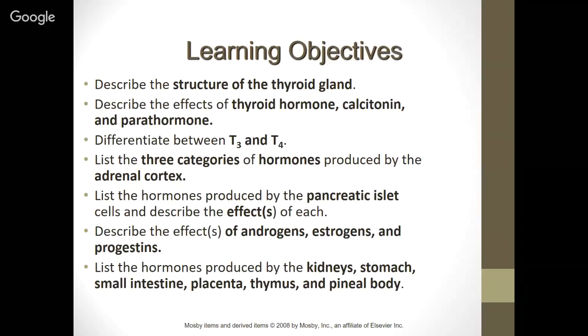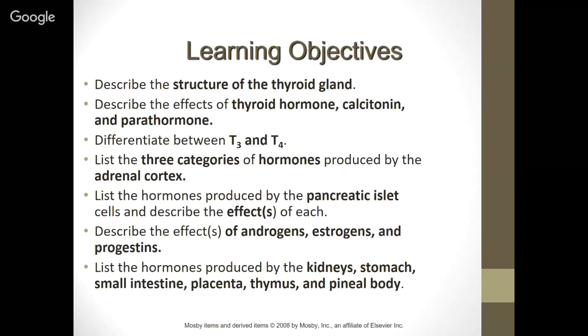We're also going to describe the structure of the thyroid gland and the effects of the thyroid hormone, calcitonin, and parathormone. We'll differentiate between T3 and T4. We'll list the three categories of hormones that are produced by the adrenal cortex and the hormones that are produced by the pancreatic islet cells and describe the effects of each.